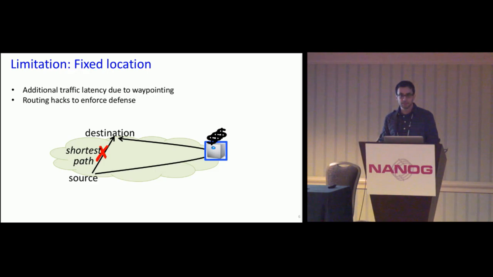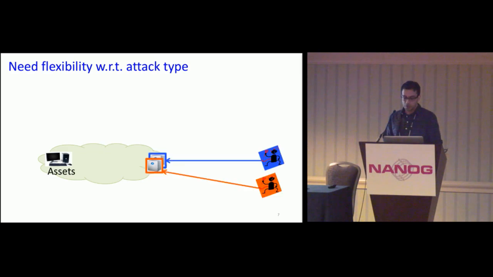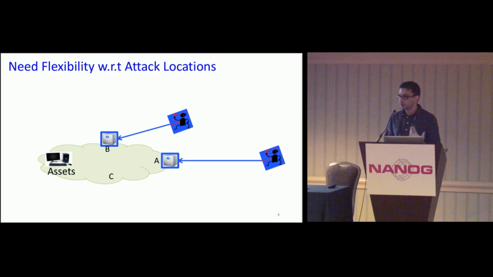We need flexibility and we need elasticity. What I mean by that is first we want to have flexibility with respect to attack type. So if the attack type is blue or orange or red, I want to have the ability to handle that kind of attack. We also want to have flexibility with respect to attack location. So instead of sending all the traffic to a fixed choke point, which is inefficient, I want to be able to naturally deploy my defense capacity at whatever ingress point I happen to be receiving my attack traffic, be it point A or B or C. I want to have my defense there.